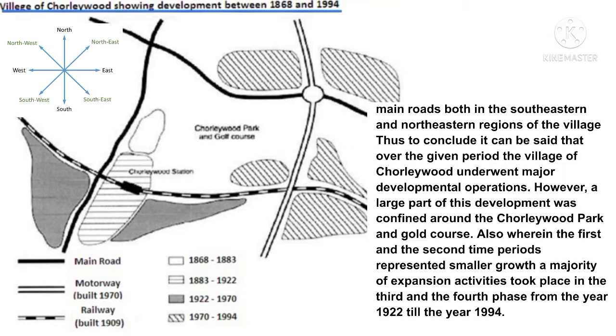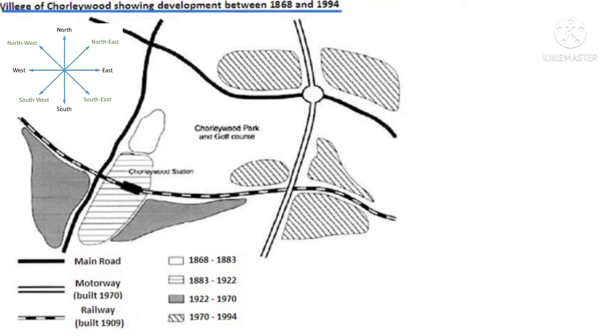Thus, to conclude, it can be said that over the given period the village of Chorleywood underwent major developmental operations. However, a large part of this development was confined around the Chorleywood Park and Golf Course. Also, while the first and the second time periods represented smaller growth, a majority of expansion activities took place in the third and the fourth phase from the year 1922 till the year 1994.